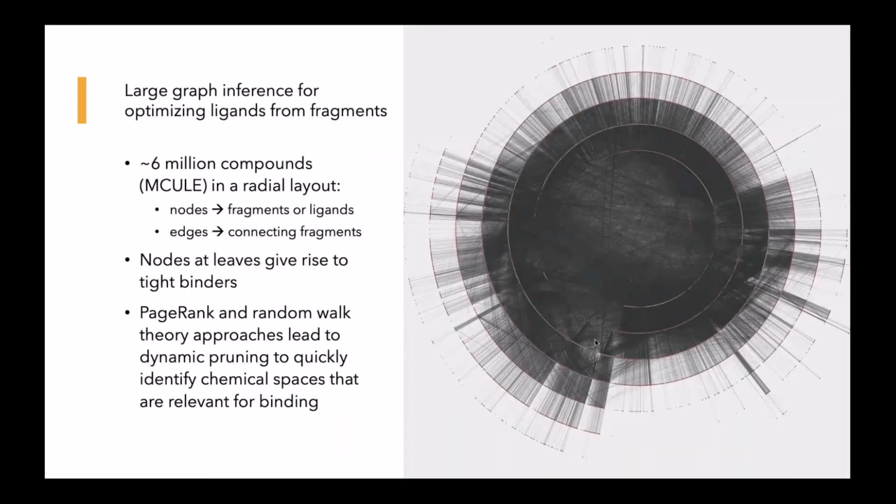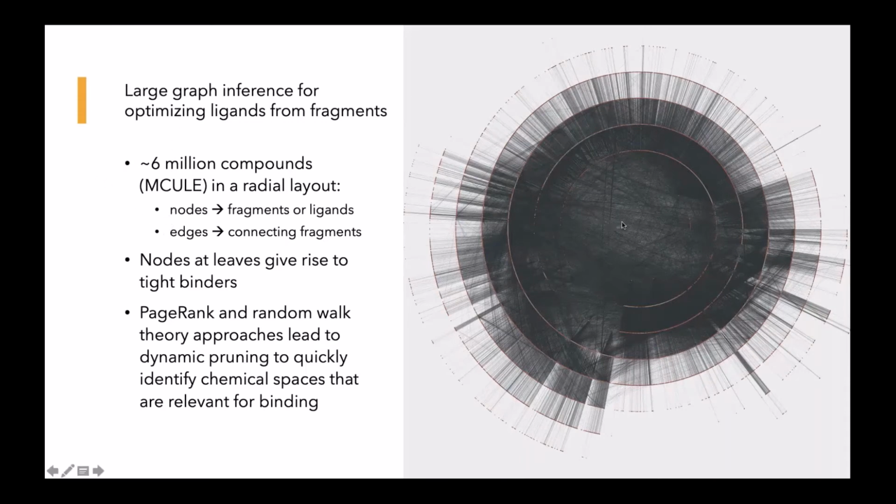Now you can ask this question: if there are similar compounds that are expanding the scope, I can organize this into a very large graph for optimizing these ligands and fragments. So this is a radial graph that consists of all these 6 million compounds from a library called MQ, against which we did quite a bit of docking. And the nodes are essentially either fragments, that is small units of ligands, or the ligands themselves.